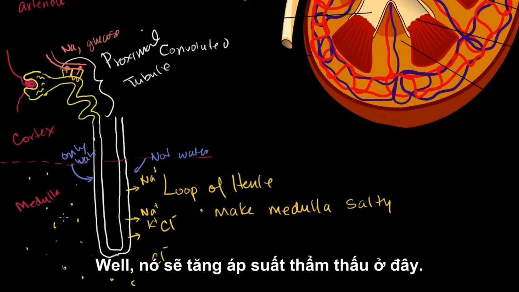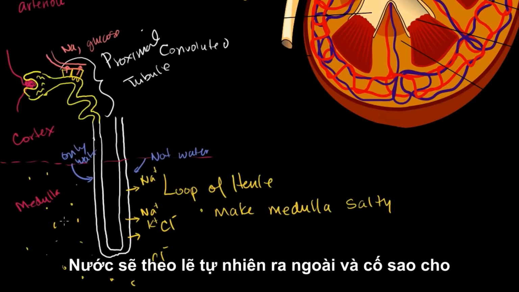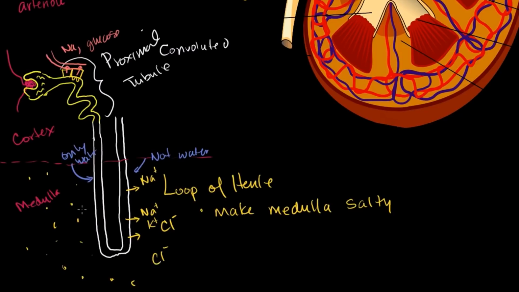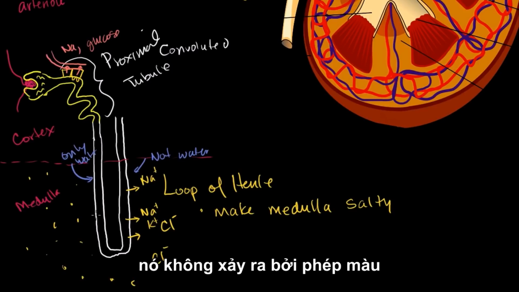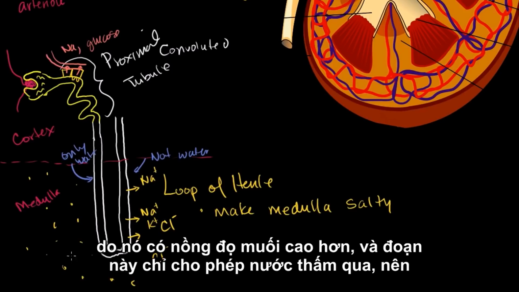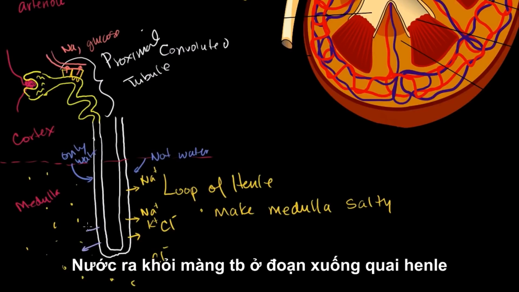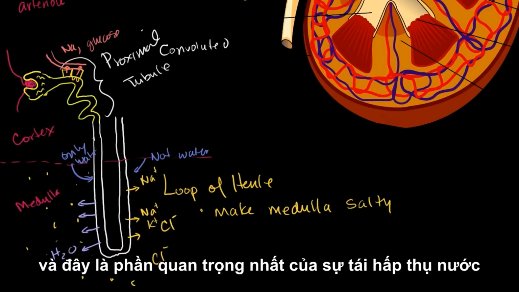Well, it's hypertonic out here. Water will naturally want to go and try to make the concentrations balance out. I've done a whole video on that. It doesn't happen by magic. And so the water will, because this is hypertonic, it's more salty, and this is only permeable to water, the water will leave the membrane on the descending part of the loop of Henle right now. And this is a major part of water reabsorption.